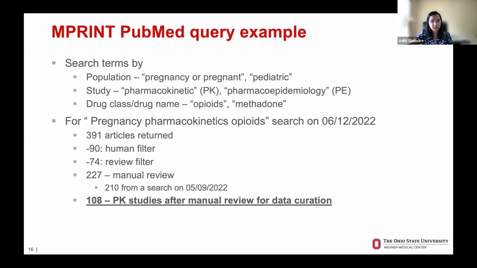And so as of June 12th, there were about 391 articles in PubMed. And then when we applied filters like the human filter and the review filter, we excluded about 1974 articles. And so it left about 227 for manual review. And of course, the numbers keep changing as you move on. Earlier ones had fewer articles when we tried to review them. And so ultimately, after the manual review process, we had 108 articles for the PK studies for data curation itself.